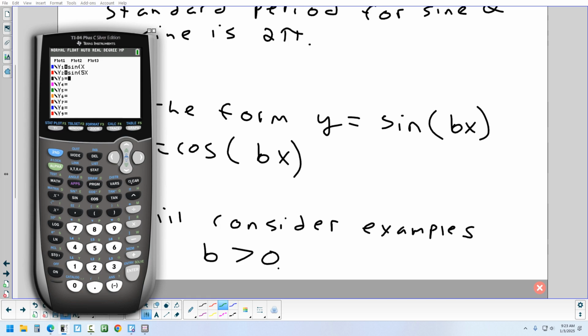If it's going to compress by a factor of 5, yeah? 2/5 pi, 2 pi over 5. Yeah, it's going to compress it. So if I hit graph, there's your original.